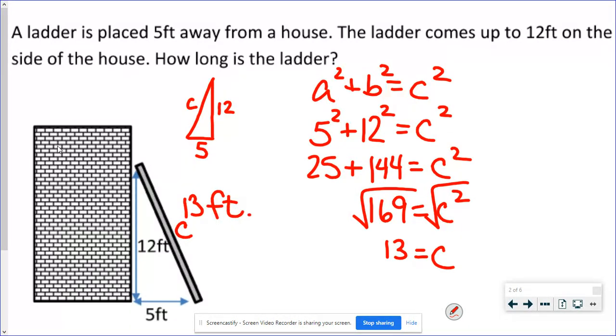Now, in my last lesson, I did mention Pythagorean triples. 5, 12, 13 is a Pythagorean triple. So any multiple of that would also work. So if I had, let's say, 10 and 24, the hypotenuse would be 26. It would just be this all multiplied by 2.